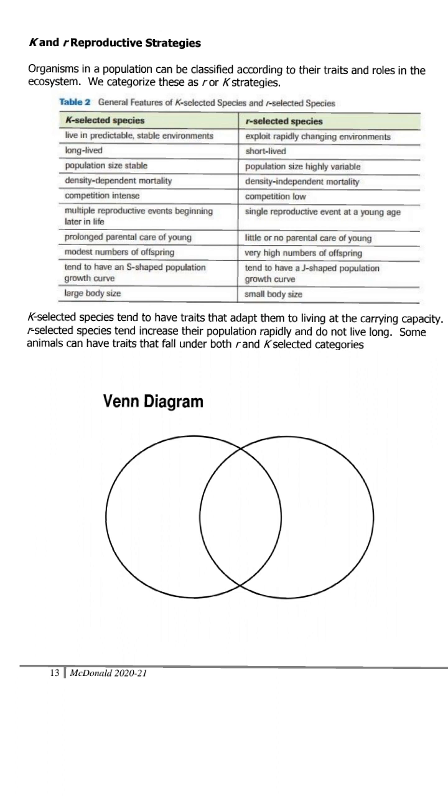K-selected species would be things like humans or grizzly bears. They live in predictable and stable environments, and with that tend to have S-shaped growth curves, because those predictable environments usually allow the population to reach a carrying capacity, in which dynamic equilibrium forms right at the carrying capacity and stabilizes that environment.